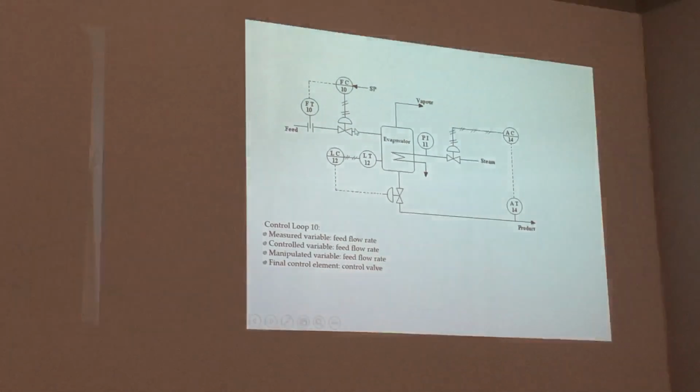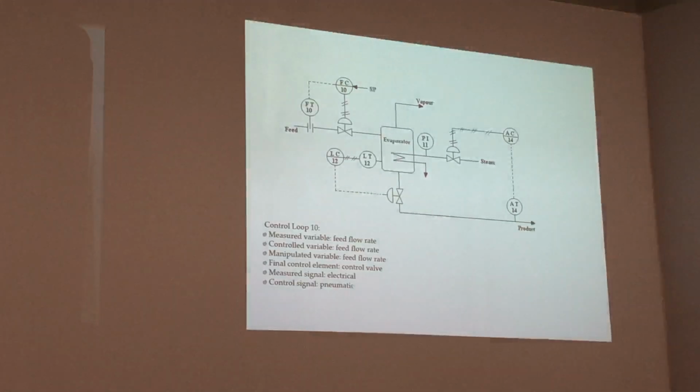The next one we ask is about the signal. The measure signal is represented by this one, right? After you measure, you send it to controller. It's a dotted line, so it's an electrical signal. All right. What about the control signal? Control signal is represented by this line, right? That is pneumatic signal. Okay, it's actually quite straightforward.